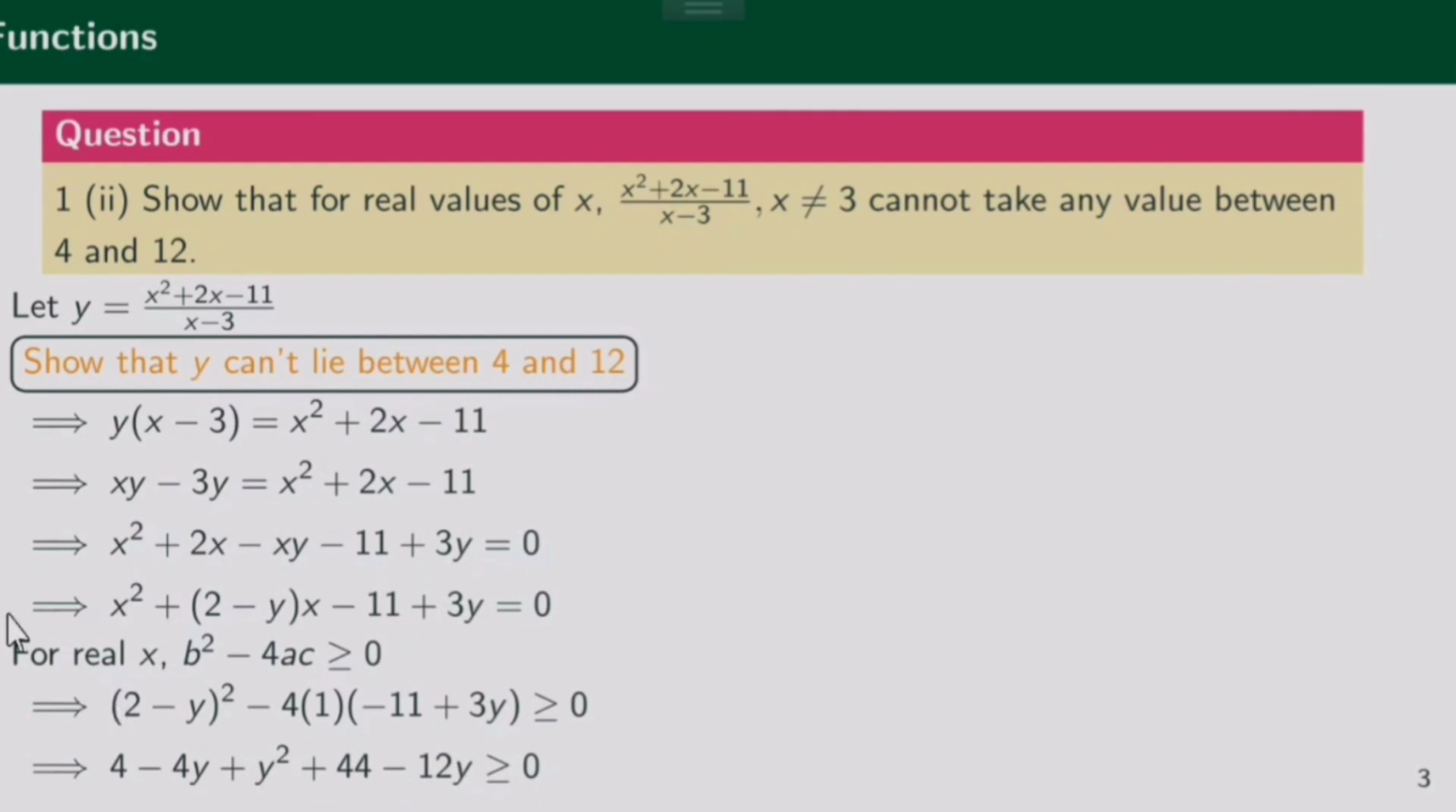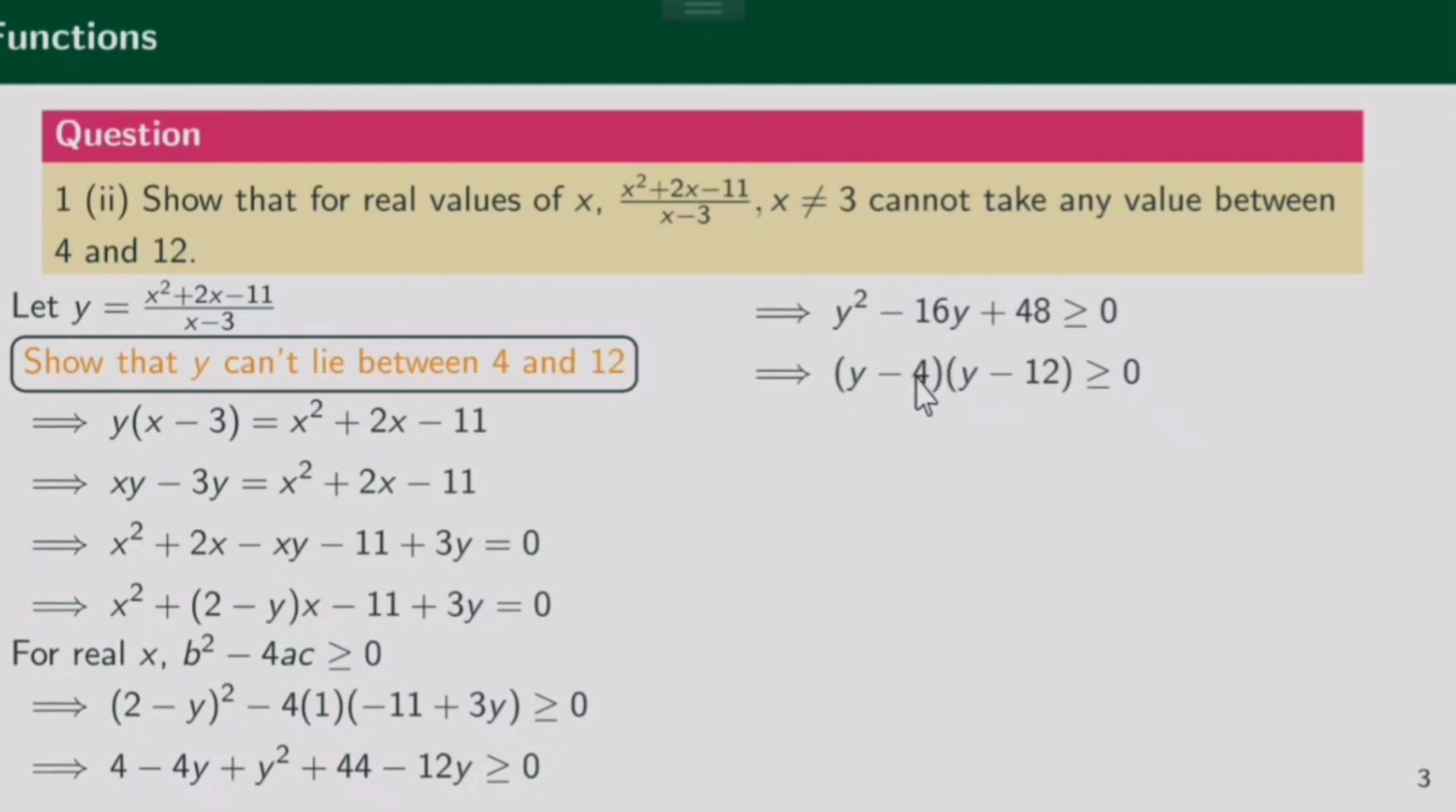Bringing like terms together, I will have y squared, which is the other term in y, then minus 16y, because negative 4y minus 12y gives us negative 16y, and 4 plus 44 is 48. Now let me factorize this quadratic inequality in y, so that I can be able to solve. Now factorizing, I have two factors.